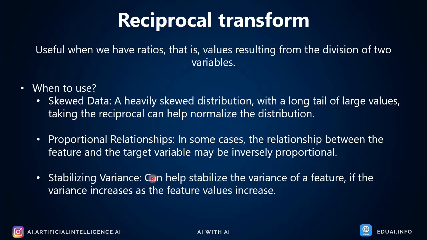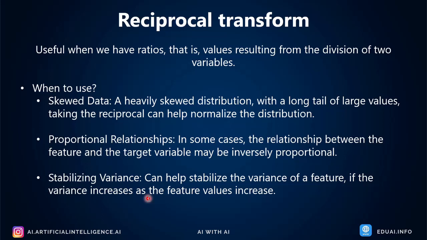Then reciprocal transform can also be used to stabilize the variance, particularly if variance increases as the feature value increases. So reciprocal transform will be helpful for models which assume constant variance, right? Such as linear regression. We don't want higher variance. We need a stable variance.